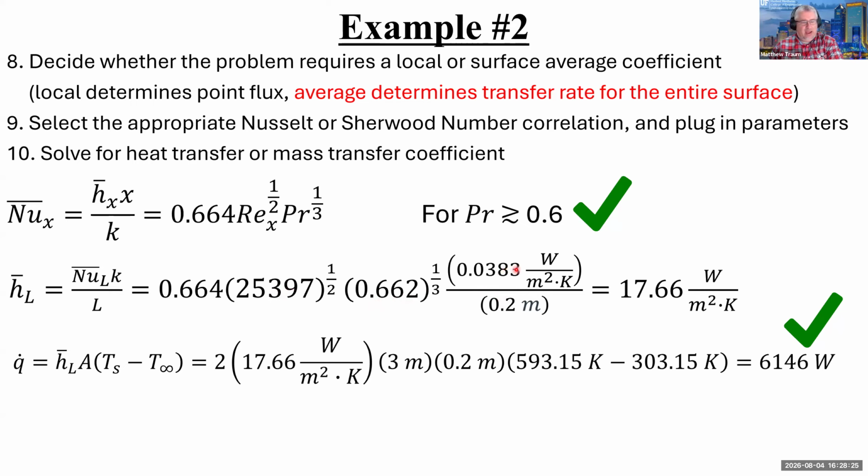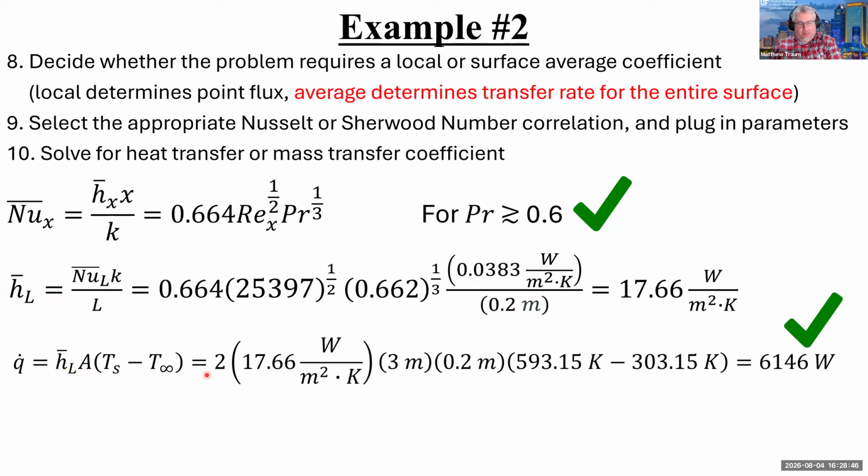Here is my K value. Here's my L value. And what I get is 17.66. Okay, so 17.66 watts per meter squared Kelvin. That's my average forced convection heat transfer coefficient. I'm going to plug that into Newton's law of cooling, plug in my area, my temperature difference, and get a value.